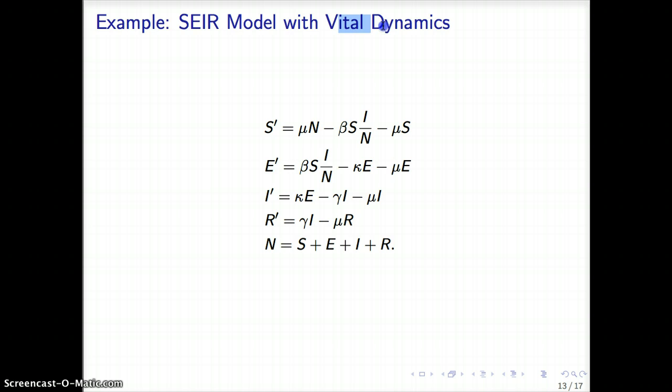We're saying in the title here that this includes vital dynamics because we had seen a previous version of this model in which mu is 0, or in which mu is not part of the model. But here mu denotes the rate of departure out of this population. In that sense, mu denotes the death rate. So out of every compartment S, E, I, and R, there is always a constant rate mu that is being subtracted, meaning that this is the rate at which individuals in every compartment are dying due to natural causes.